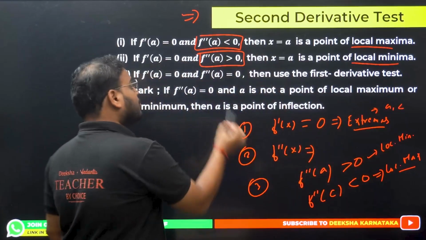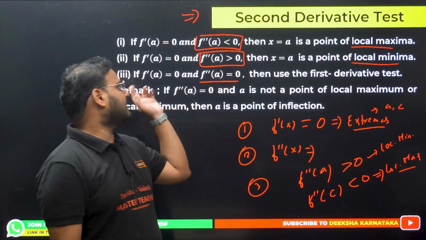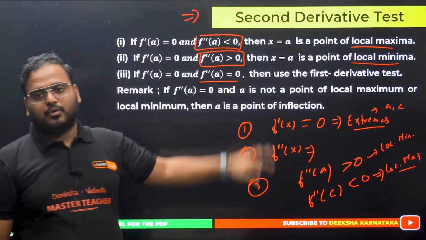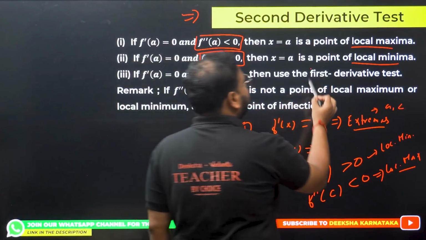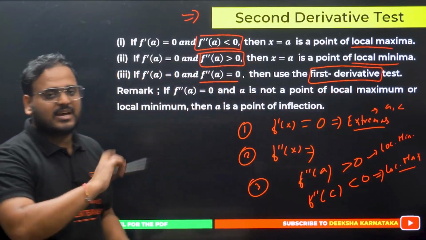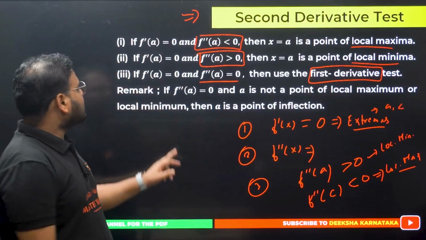If it is equal to 0, you have to go back and use the first derivative test. If the first derivative is 0 and the second derivative is also equal to 0, what are you going to do? You have to go back and use the first derivative test and see the sign change. That's why I said for some questions it is difficult to do that. Alright, let's move on then.